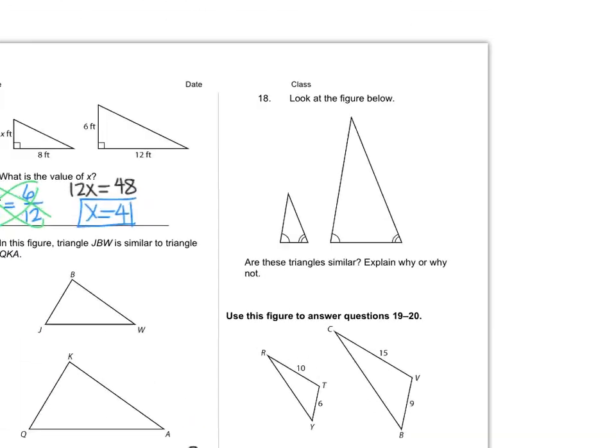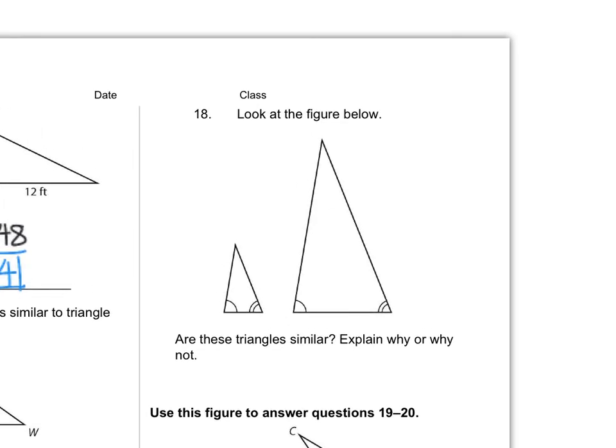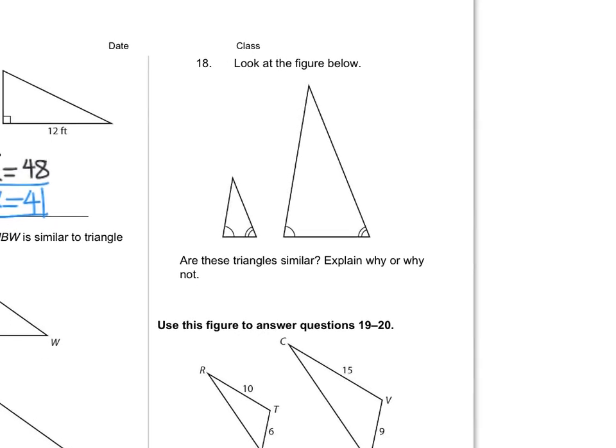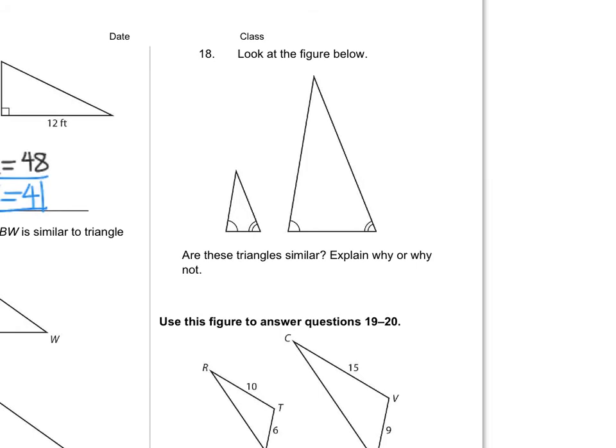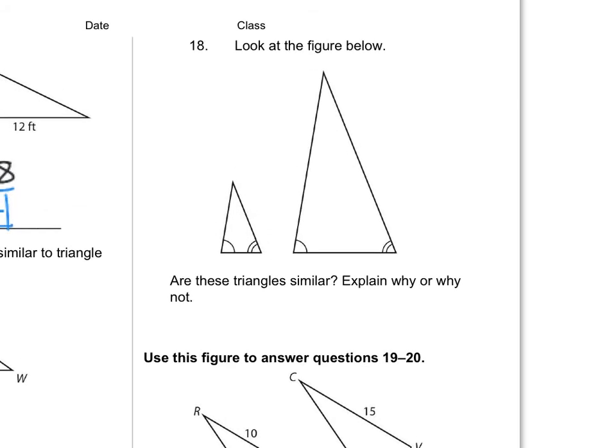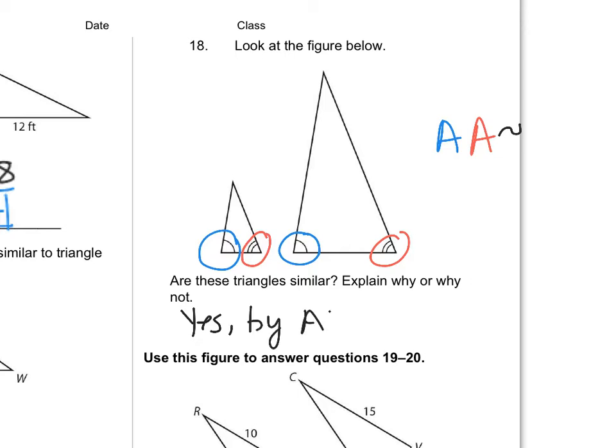Okay, number 18. Look at the figure below. Are these triangles similar? Explain why or why not. So I have an angle pair. We also have a second set of angles that are congruent. And angle-angle similarity is one of the theorems that proves that triangles are similar. So we're going to say, yes, they are similar by angle-angle similarity.